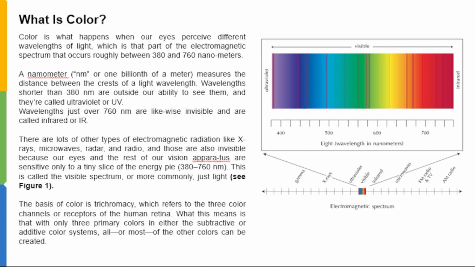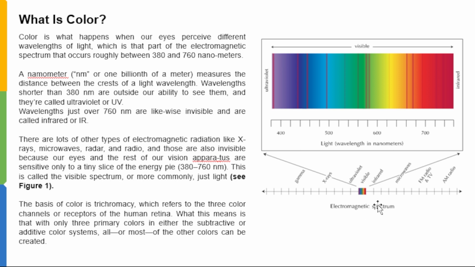There are lots of other types of electromagnetic radiation like X-rays, microwaves, radar, and radio, and those are also invisible because our eyes and the rest of our vision apparatus are sensitive only to a tiny slice of the energy pie, 380 to 760 nanometers. This is called the visible spectrum, or more commonly just light. See figure 1 here.